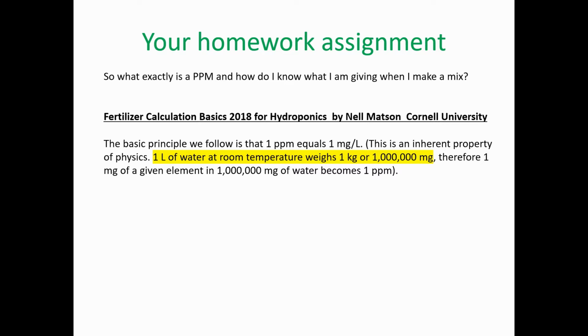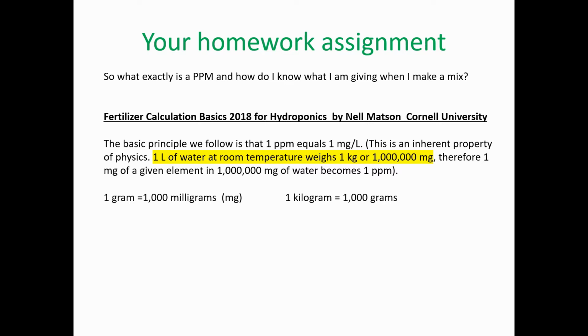The basic principle we follow is that 1 ppm equals 1 milligram per liter. This is based on an inherent property of physics, and this is the key to everything we're going to talk about here. 1 liter of water at room temperature weighs 1 kilogram. I'll repeat that. 1 liter of water at room temperature weighs 1 kilogram.